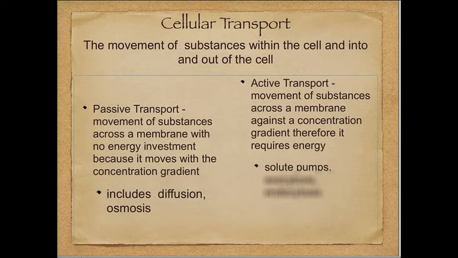Active transport requires energy because it's going to move against this concentration gradient. We're going to actually have to pump molecules across a membrane from an area of low to high, so it's going against the concentration gradient. Some examples of this are solute pumps, exocytosis, and endocytosis.